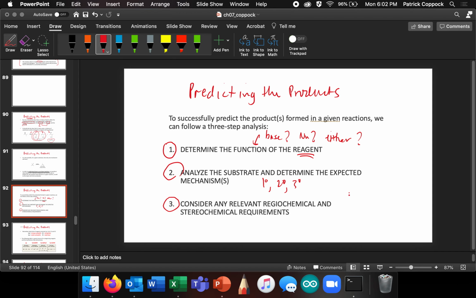Things like, in order to have an elimination, your hydrogen's got to be, remember this one? Your hydrogen's got to be anti-periplanar. Well, that comes down here as the leaving group leaves, right? This all has to be done in one step, and that's a regiochemical or stereochemical requirement. We'll have to consider all of those things.